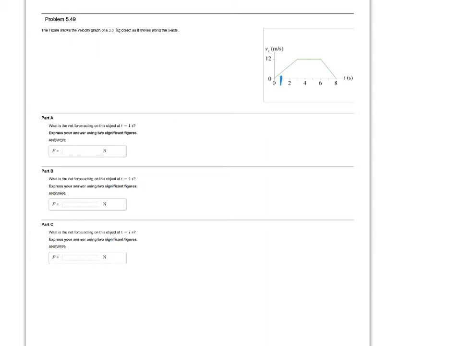And so I'm first going to find that acceleration, which simply equals the slope. So the change in y over the change in x. So I'm going to pick points here. I have this first point, 0, 0. Then I have this point here, 3, 12. And I'm going to use those points to find the slope. So my slope is going to be 12 minus 0 over 3 minus 0, or 4 meters per second squared.